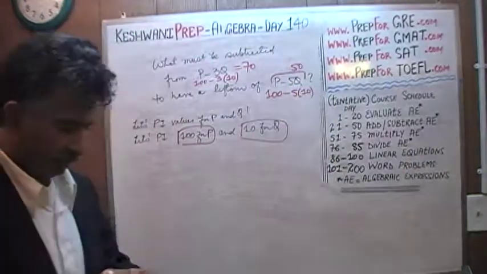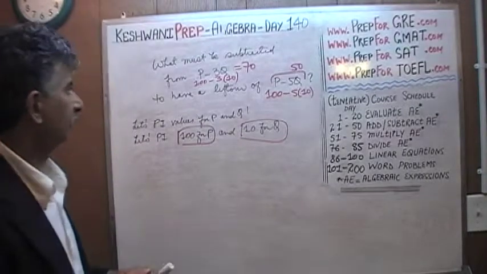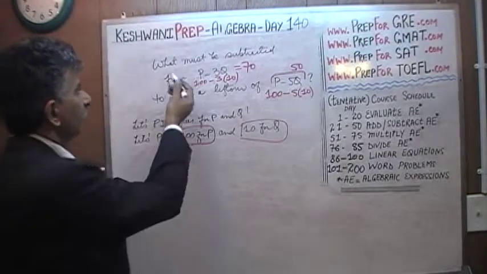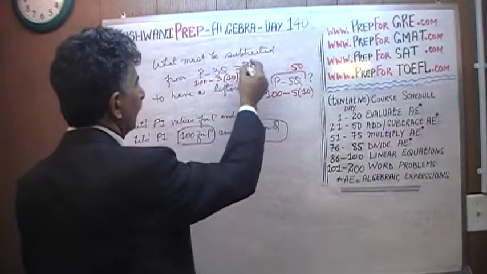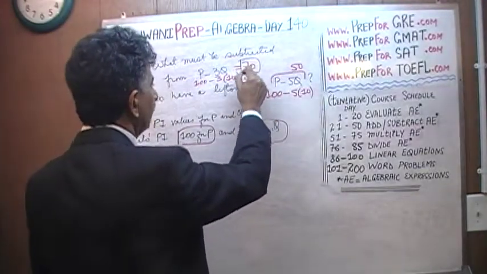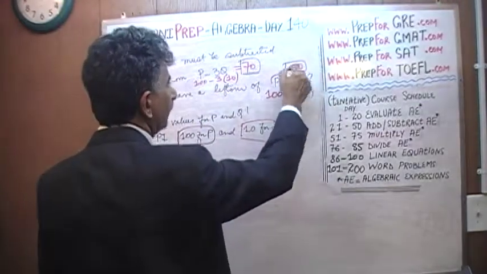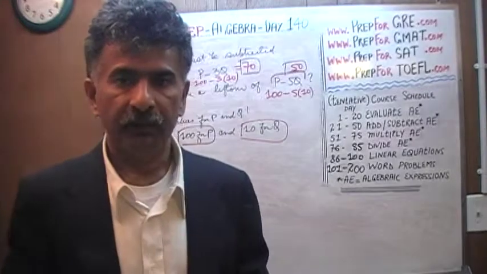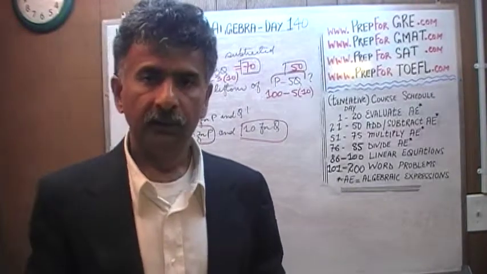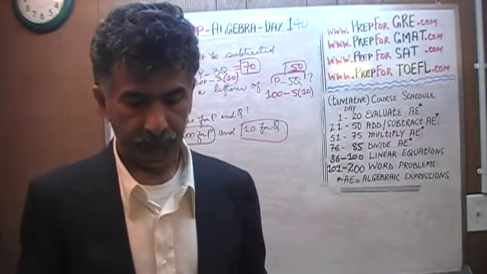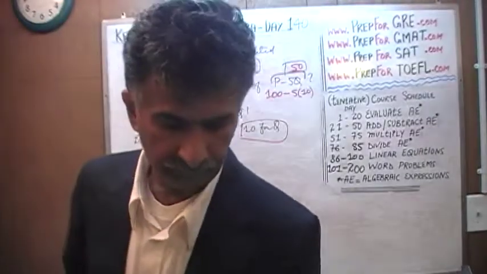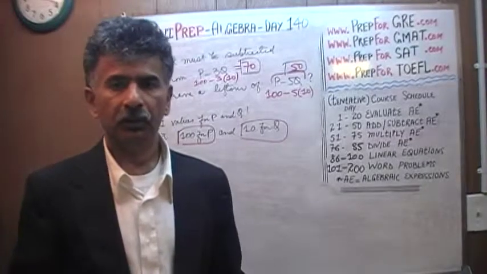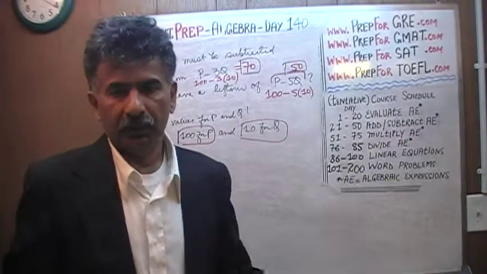So now, watch what happens. Now that we have replaced P and Q with values, the question reads: what must be subtracted from 70 to have a leftover of 50? Oh, for crying out loud. That is child's play, not metaphorically, literally. A 6-year-old can tell you what you must subtract from 70 to have a leftover of 50.